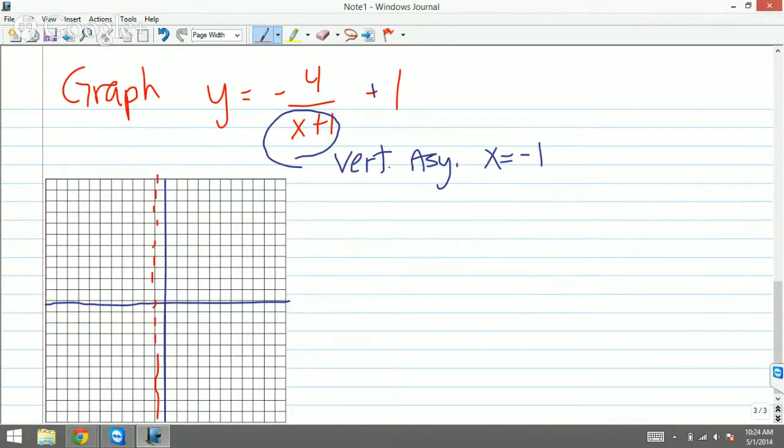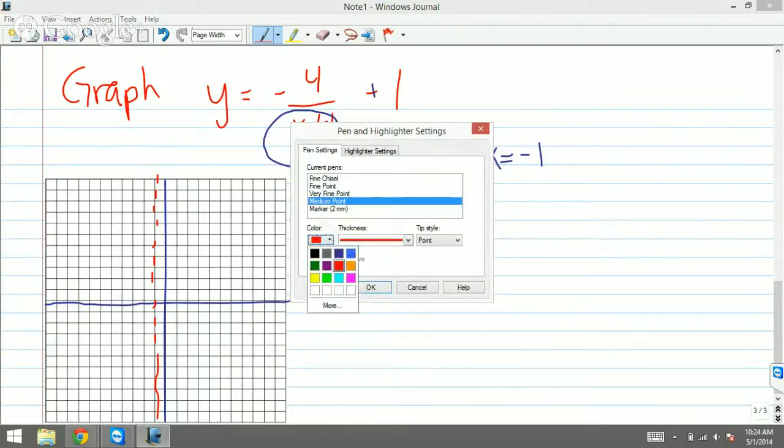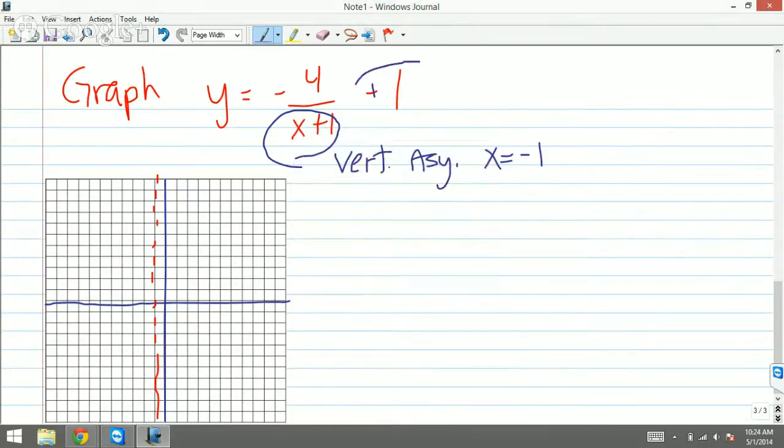Okay, there's my vertical asymptote. My horizontal asymptote deals with this number. Horizontal asymptote at y equals what? 1. It matches the number.